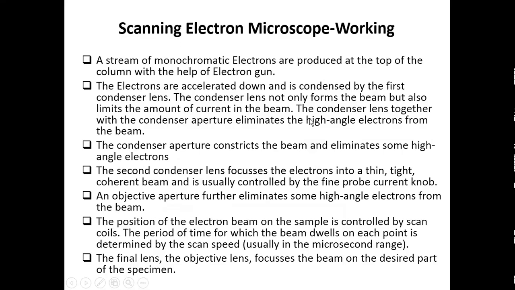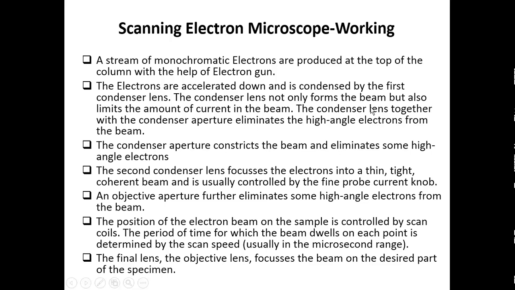So the condenser lens not only forms the beam, it actually accelerates the beam, but also limits the amount of current in the beam. The amount of current in the beam is limited with the help of this condenser lens.